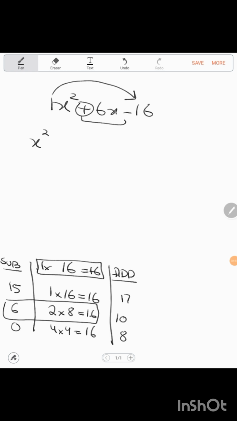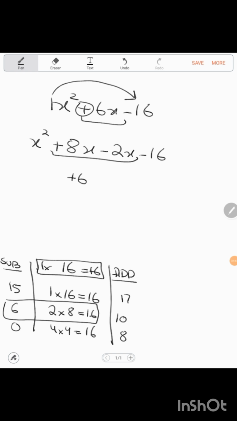You have positive sign over here. So you are going to take the bigger number over here, because whenever you get the answer, you bring in the sign of the bigger number. So x square plus 8x minus 2x minus 16. If you evaluate it, you are going to get positive 6.